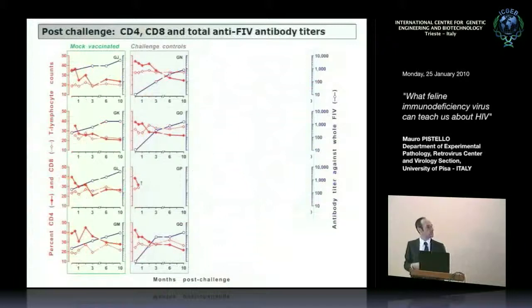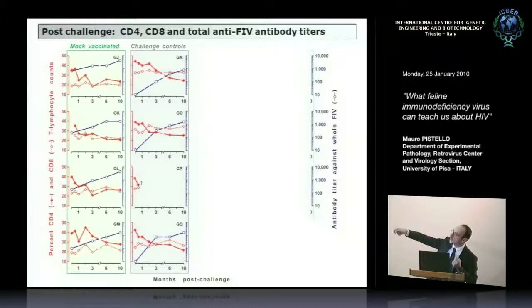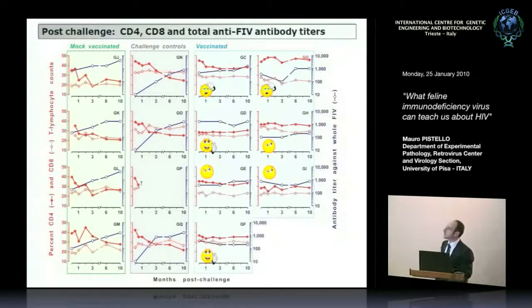But if you look at the CD4 decline, the CD4 decline is a hallmark of disease, as you observe. Look at the percentage. The red continuous line is the CD4. The CD4 declined in all controls. There are no animals in which the CD4 was stable across the 10 months of observation. So this is what we observed.